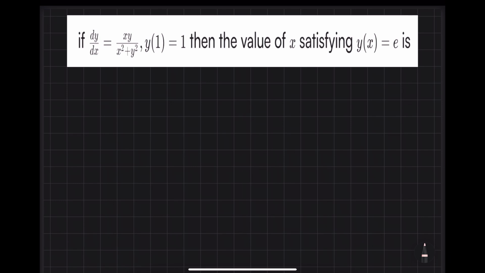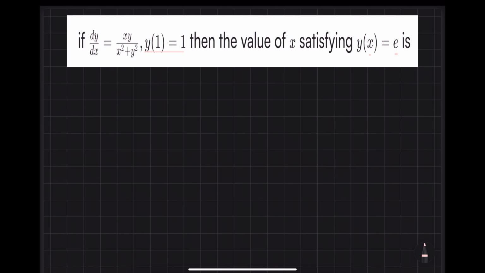So we got a wholesome new problem which says dy by dx equals xy by x square plus y square, y of 1 is equal to 1, then the value of x satisfying this equation. So you have to find out the value of x for which y is this. Okay, now first we have to solve this equation.